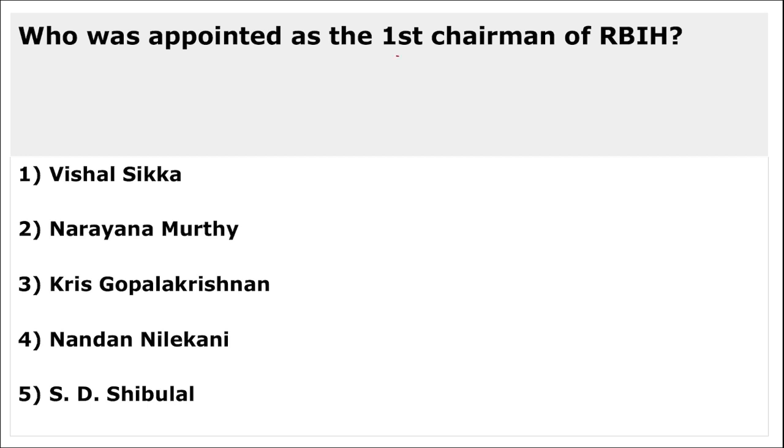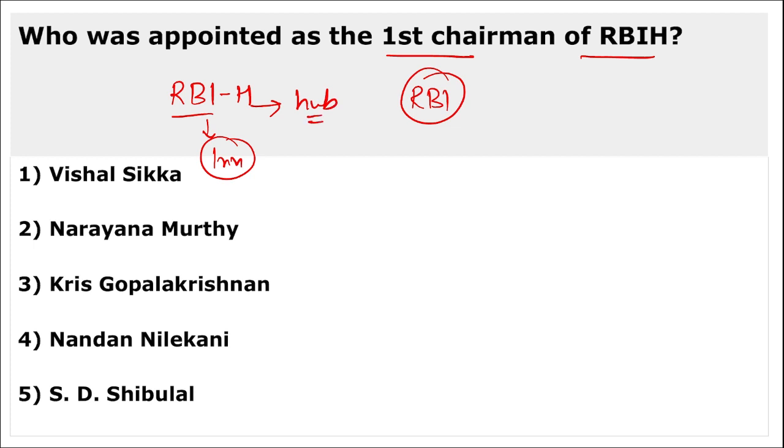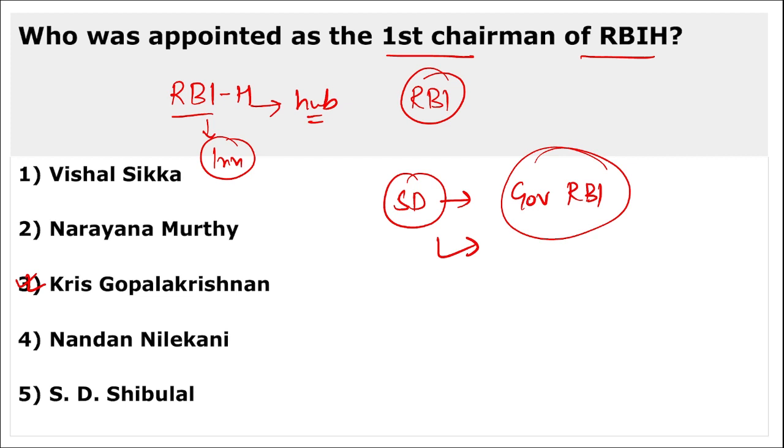Next question. Who was appointed as the first chairman of RBI-H? Here we all know RBI stands for Reserve Bank of India, but in RBI-H, I is for innovation and H is for hub. So who has been appointed as the first chairperson of RBI Hub? He is Krish Gopal Krishnan. All right, remember. And this RBI Hub was recently inaugurated by Shaktikant Das. And who is Shaktikant Das? He is the governor of RBI. So Shaktikant Das recently inaugurated the Reserve Bank of Innovation Hub, and the location where this was inaugurated is in Bangalore, Karnataka. All right, and who is the first chairperson of RBI-H? He is Krish Gopal Krishnan.